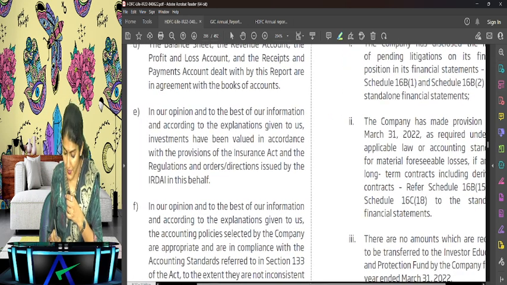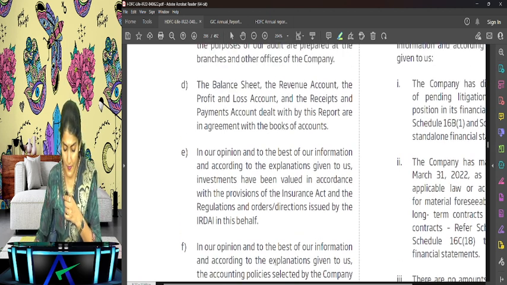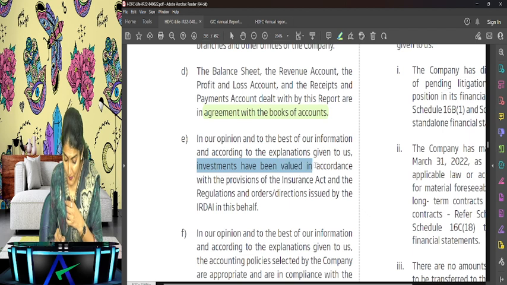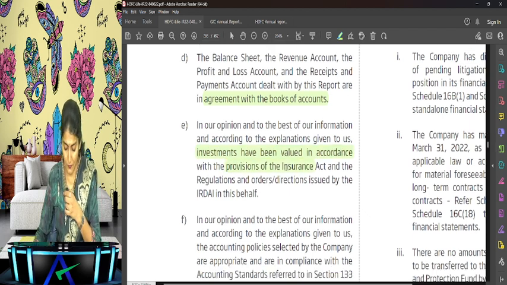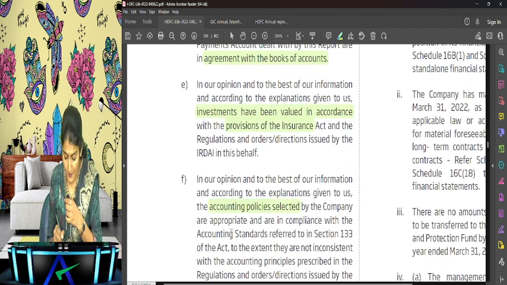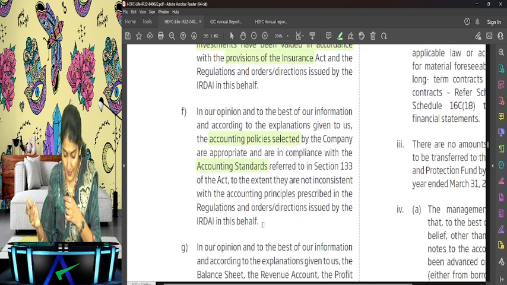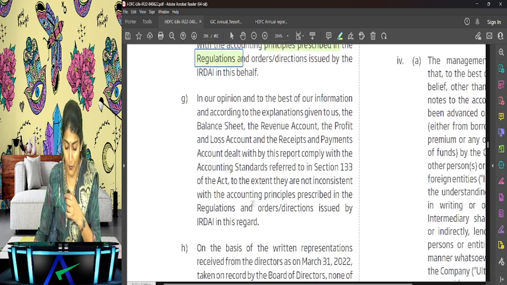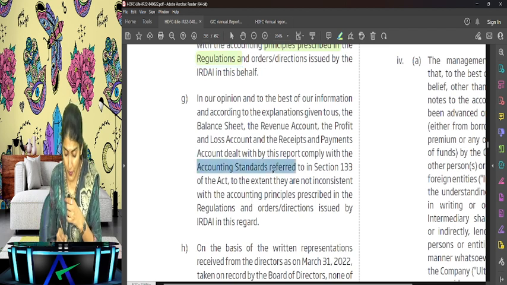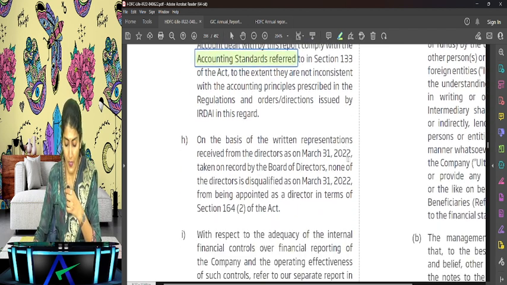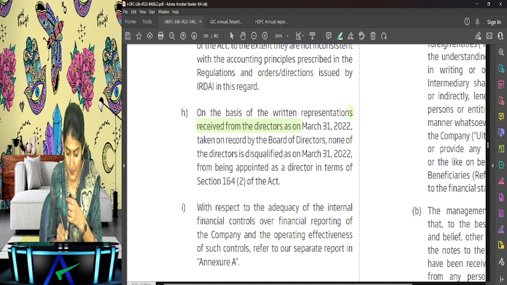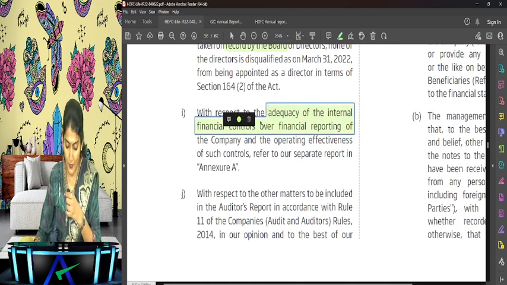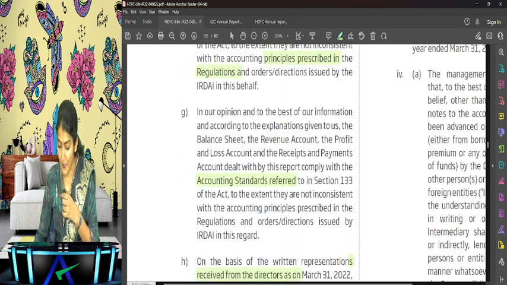Then the balance sheet and the profit and loss account, what does it say? They are in agreement with the books of account. Then what does it say? Investments have been valued in accordance with the provisions of the act. Then the accounting policies are in accordance with the accounting standards, except to the extent where you are required to follow the IRDA. Then what does it say? The balance sheet and profit and loss account are in compliance with the AS under 133. Then none of the directors is disqualified under 164(2). Then the adequacy of the internal financial control. Then with respect to the other matters.